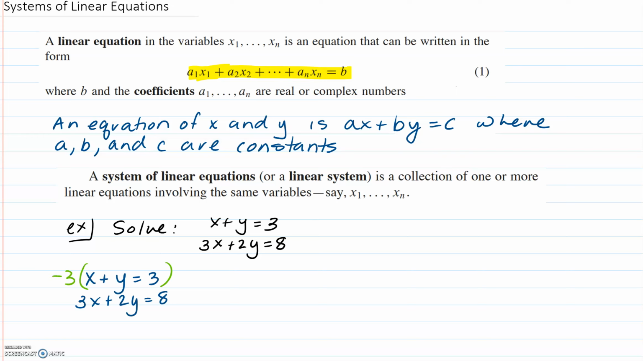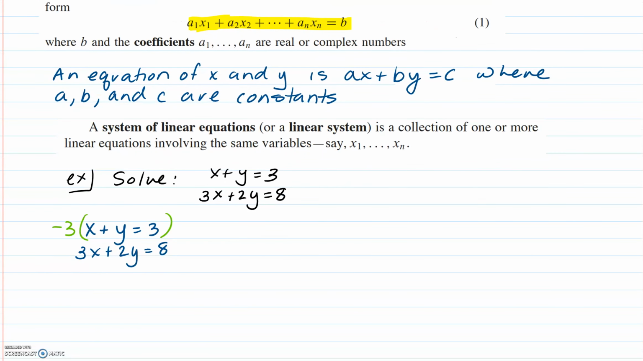If I multiply the first equation by -3, after you do that, when you add them together, the x's will be eliminated. Now you can eliminate the y just as easily. Let's go ahead and eliminate the x. So I'm going to multiply the first equation by 3. So you get -3x minus 3y equals -9. And then I'm going to leave the second equation alone.